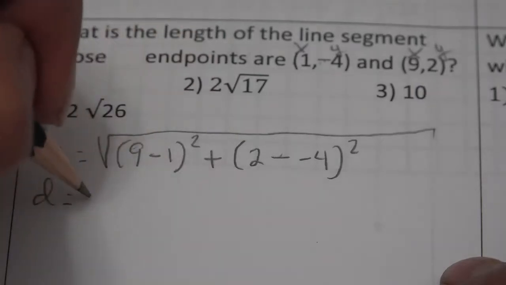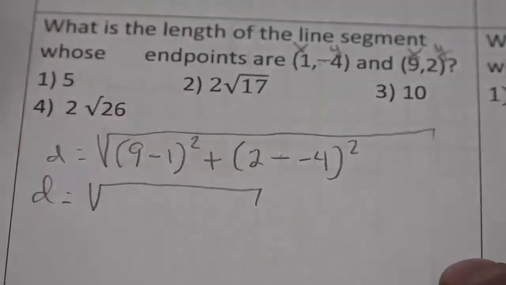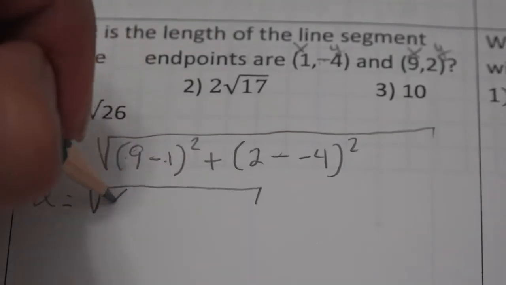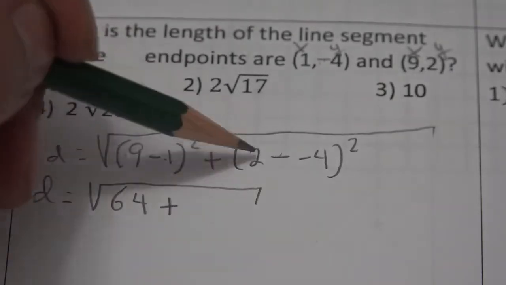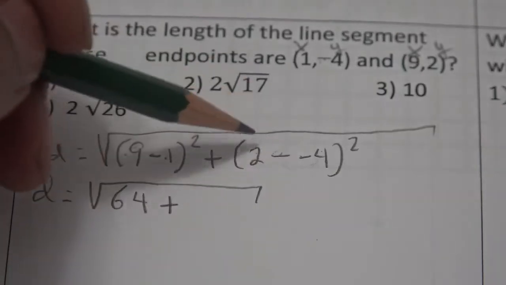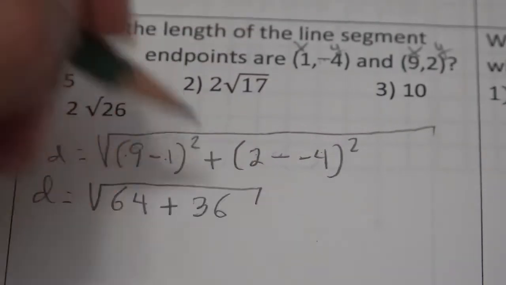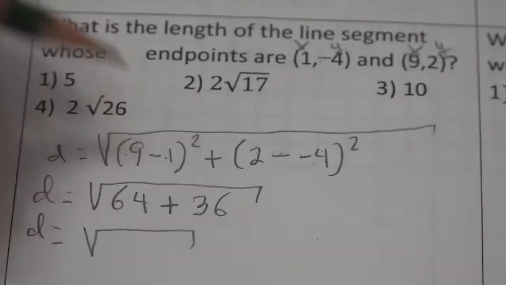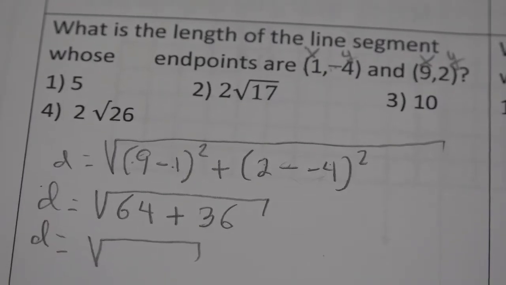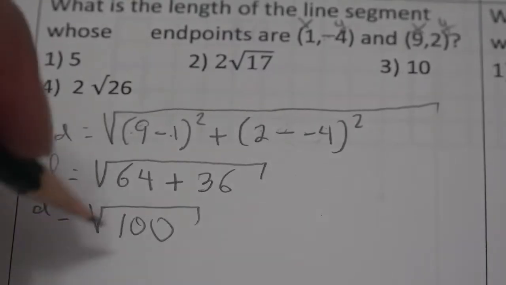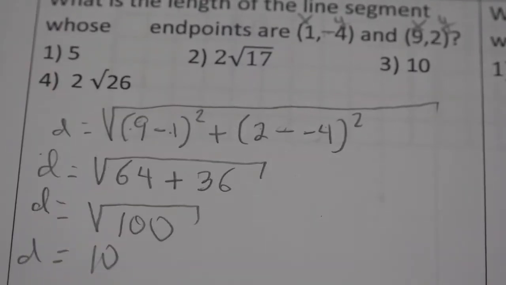And as you know me, I'm going to start skipping steps. So 9 minus 1 is 8. Squared, 64. 2 minus negative 4 is 6, because this turns into a plus sign. So 6 squared is 36. I'm still showing my work. It's just that I'm skipping certain steps that I feel are unnecessary once you get the hang of this. All right, 64 plus 36 is 100. So that's it. The distance is 10. And making your choice. All right.